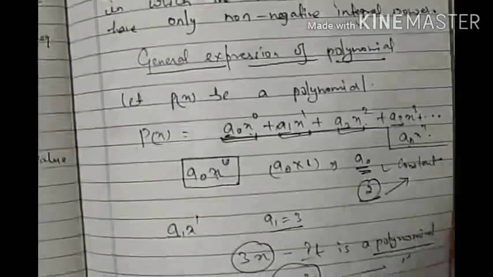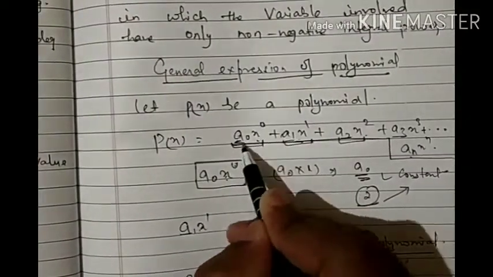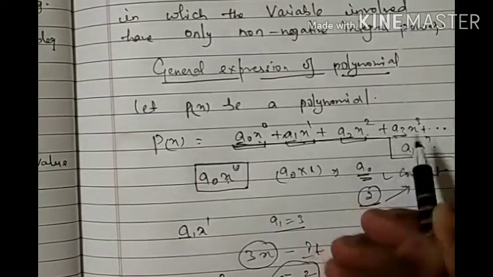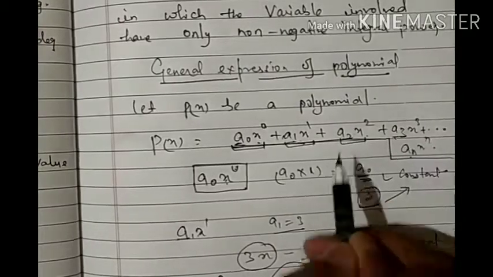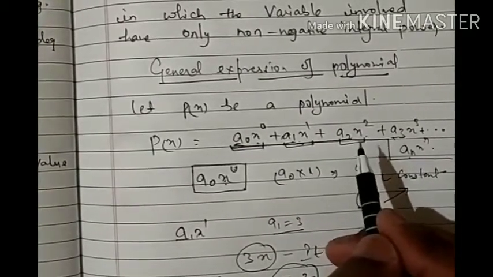So this is the general expression of a polynomial, that is a0 x0, a1, a2, a3, these all are constant terms, and x0, x1, x2, x3 up to x to the power n, these are variable terms. So this is the general expression for polynomial.